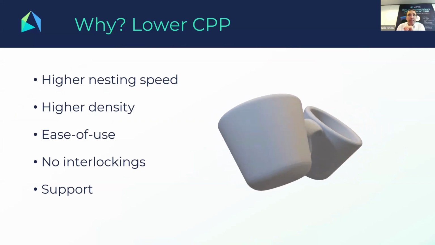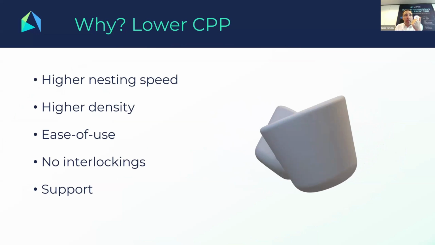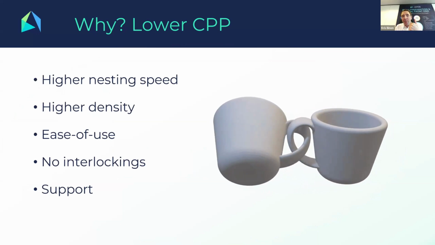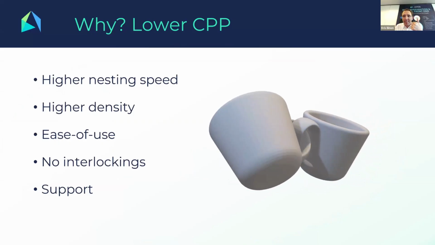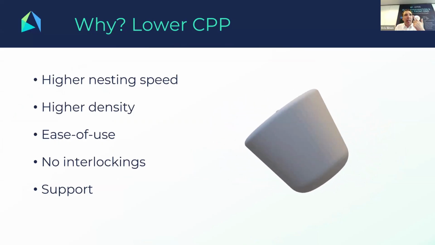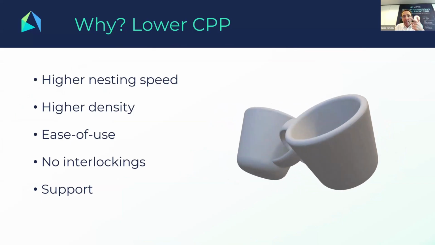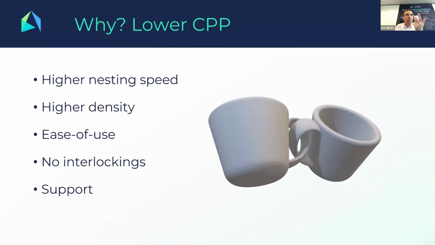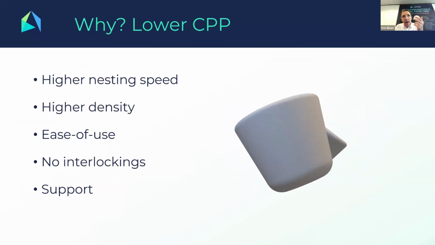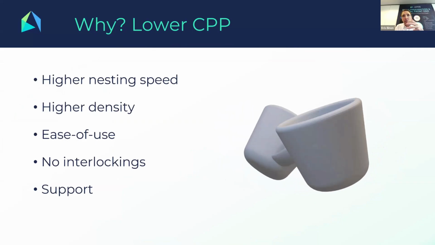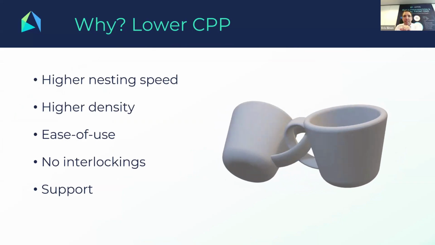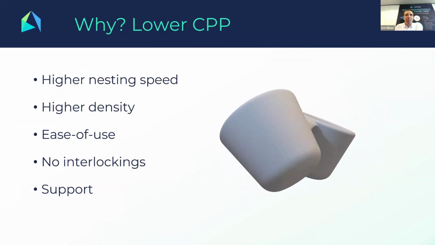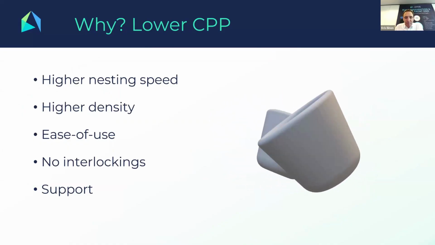So what did we put in up to now? First of all, and I think we're quite known for that one, is the nesting speed within Amos Pro, which is unseen so far. We put in higher densities. Quite often we reach the highest densities there are for certain packagings. We have a high ease of use. We have no interlockings, which are possible. I had to create these two interlocking parts manually because it was not possible in Amos Pro.